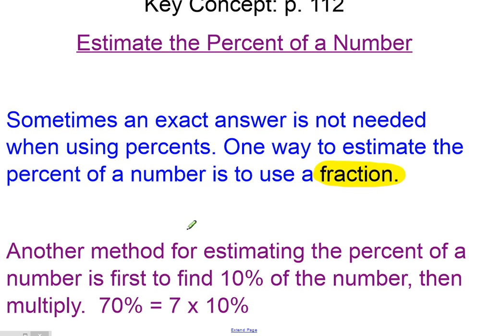Another method for estimating the percent of a number is first to find 10%, the easiest percentage in most situations. Once you find 10% of a number, then you multiply it. For example, 70% can be broken down like 7 times 10%. So all you would do is find 10% of that number and then multiply it times 7 to get your 70%.